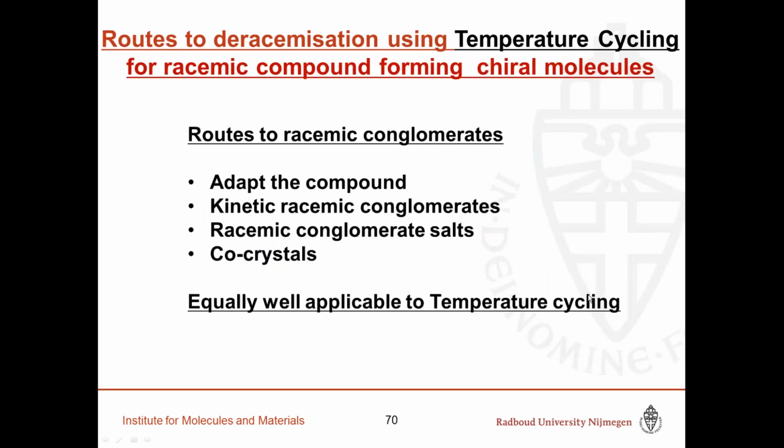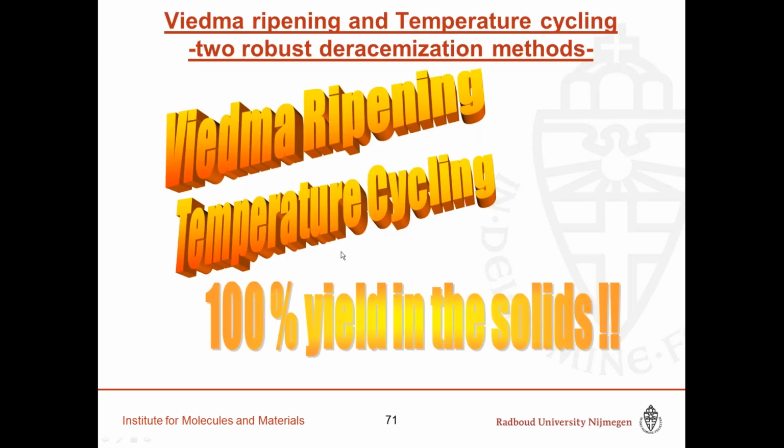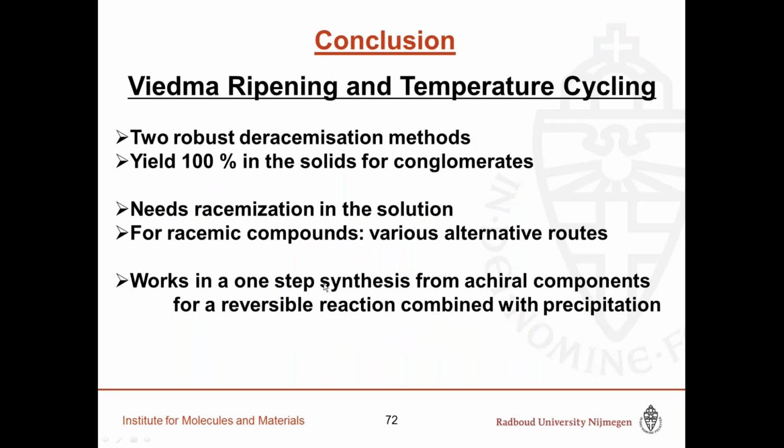Now, of course, everything I told you about Viedma ripening, besides that you don't grind anymore in the case of temperature cycling, you can use also for temperature cycling. So you can avoid the problem of racemic compounds by adapting the compound and all the other options. So now I can conclude both Viedma ripening and temperature cycling give 100% yield in the solids and are two robust methods.